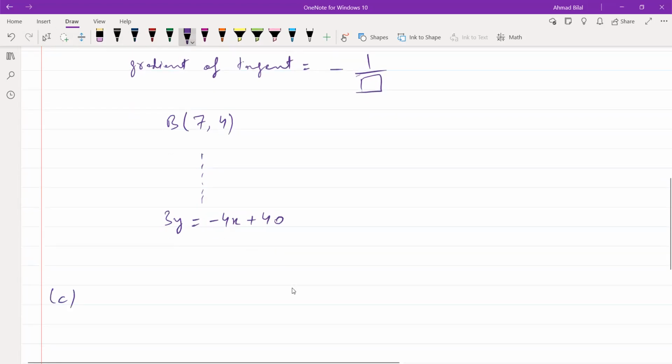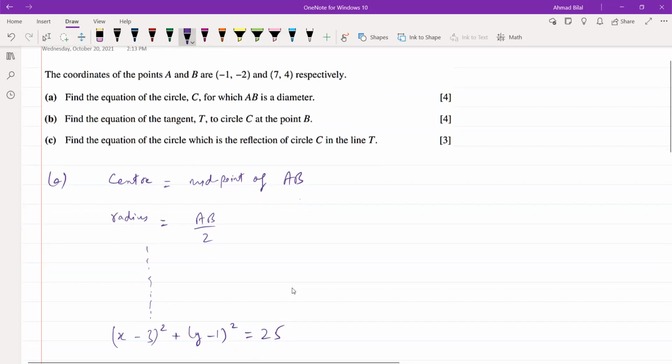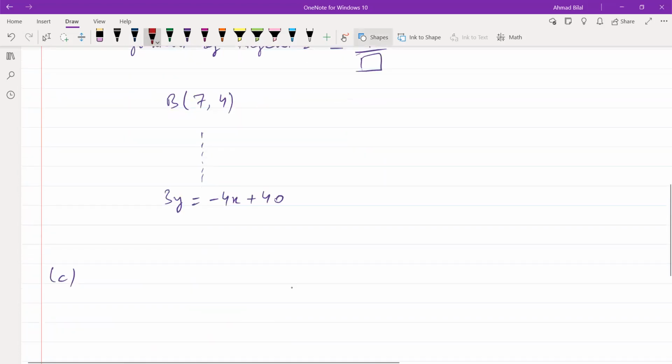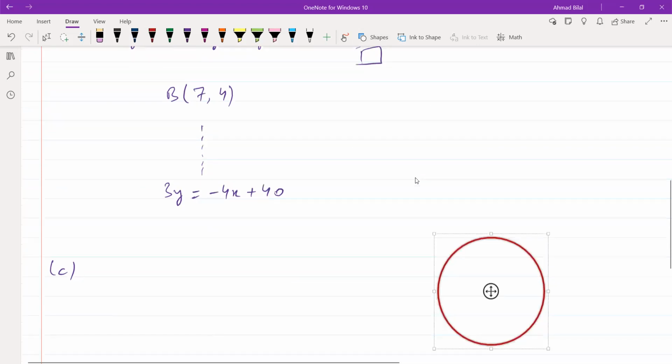Now in part C, it says, find the equation of the circle, which is the reflection of the circle C, the circle that we're talking about right now, in the line T. So how exactly does this look? Let's draw it. That will help us think how it looks. Let's say this is the circle that we are dealing with.